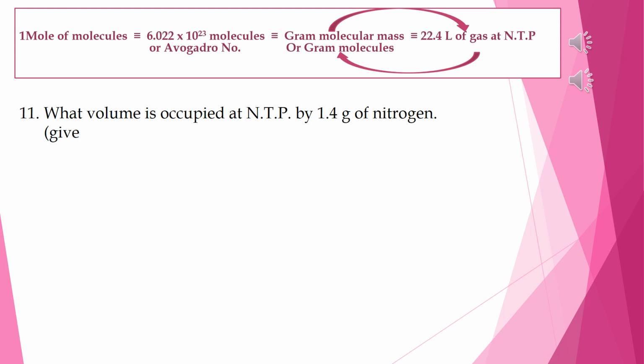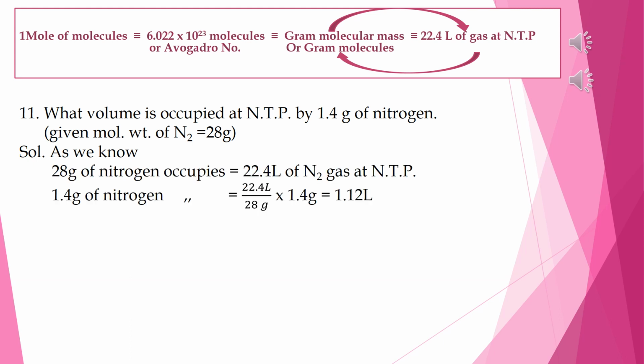Here the molecular weight of nitrogen is given as 28 gram. As we know, the gram molecular mass is equal to 22.4 liter of any gas at NTP. So in this case, the gram molecular mass of nitrogen is 28 gram, which is equal to 22.4 liter of nitrogen. Then 1.4 gram of nitrogen occupies how much volume? 22.4 divided by 28, multiplied by 1.4 gram, which is equal to 1.12 liter.